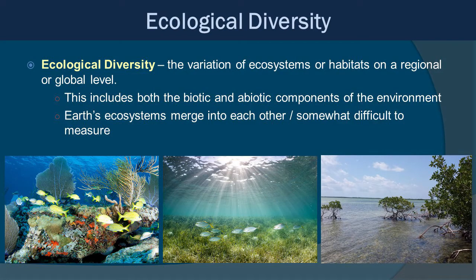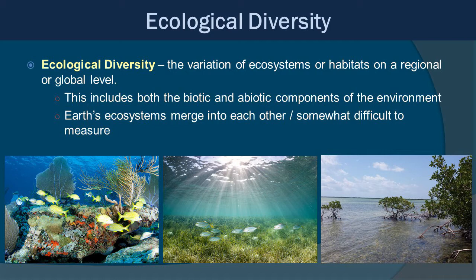Now we get to ecological diversity. This is the variation of ecosystems or habitats on a regional or global level. And this includes both biotic and abiotic components of the environment, right? So we're talking about the living things and the non-living things all within these different ecosystems. Now, Earth's ecosystems do not exist isolated. They merge into each other, and thus it is somewhat difficult to isolate them and measure them. And that's why we need to look at everything in totality.